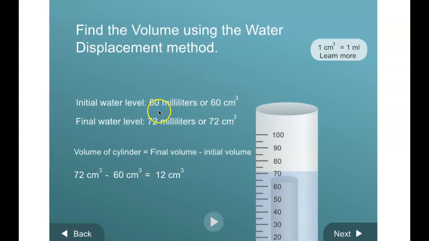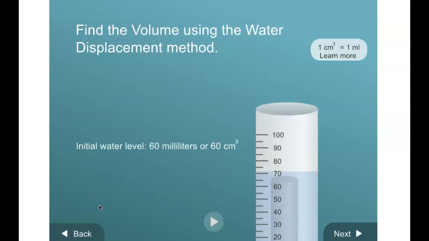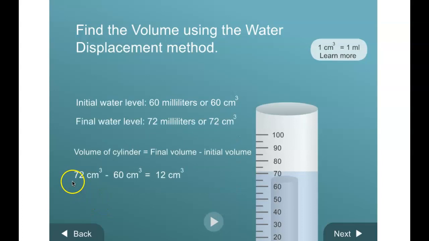So notice again, because we're finding the volume of a solid object, they're converting milliliters to cubic centimeters. Therefore, starting with a final volume of 72 cubic centimeters minus an initial volume of 60 cubic centimeters gives you a volume of 12 cubic centimeters for this object.